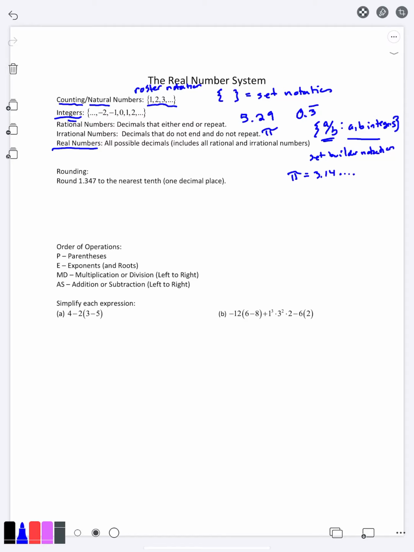So the way this works is you identify the 1 decimal place or the tenths place. That would be the number 3 here. And then what you do is you look exactly 1 to the right of that. If that number is 5 or more, you round up. If that number is 4 or less, you round down. In this case it's a 4, so I round down. And rounding down means you just drop the whole part there. The 47 just goes away. And this would be 1.3.